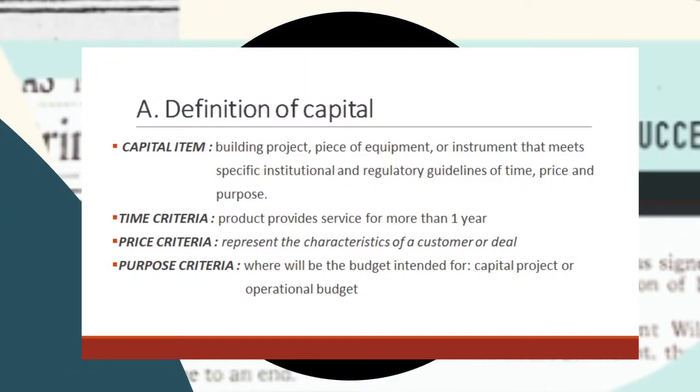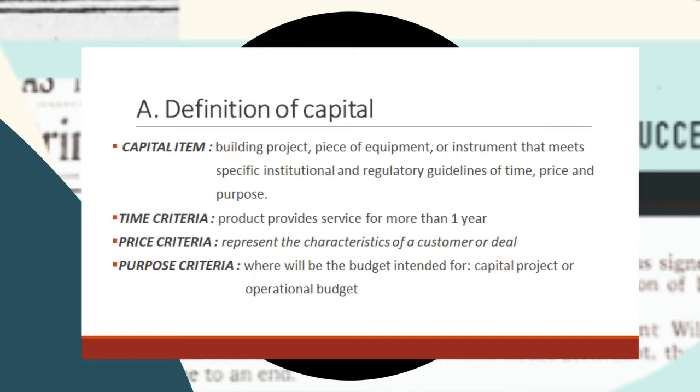And there are 4 issues that must be addressed in preparing a capital budget. These are capital item, time criteria, price criteria, and purpose criteria. Speaking of capital item, examples of these are a building project, a piece of equipment, or an instrument that meets specific institutional and regulatory guidelines of time, price, and purpose.